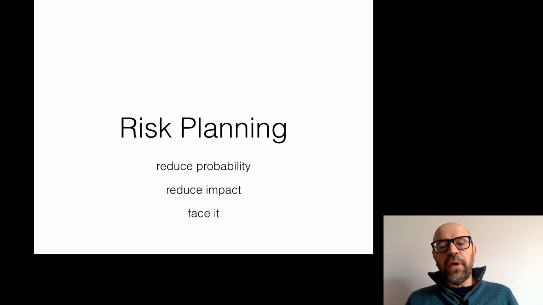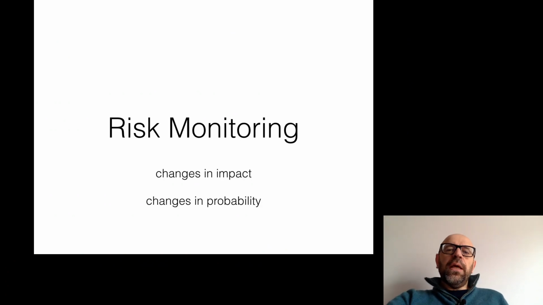Okay, and of course, to face it, well, in this case, you just consider it and address it when it happens. So finally, in the final stage, you do risk monitoring. In risk monitoring, you monitor the risks during the execution of the project and see if the impact or the probability changes, because your list of most relevant risks may change during the execution of the project. Your first assessment of the risks is not real anymore, because things change in the project, okay?